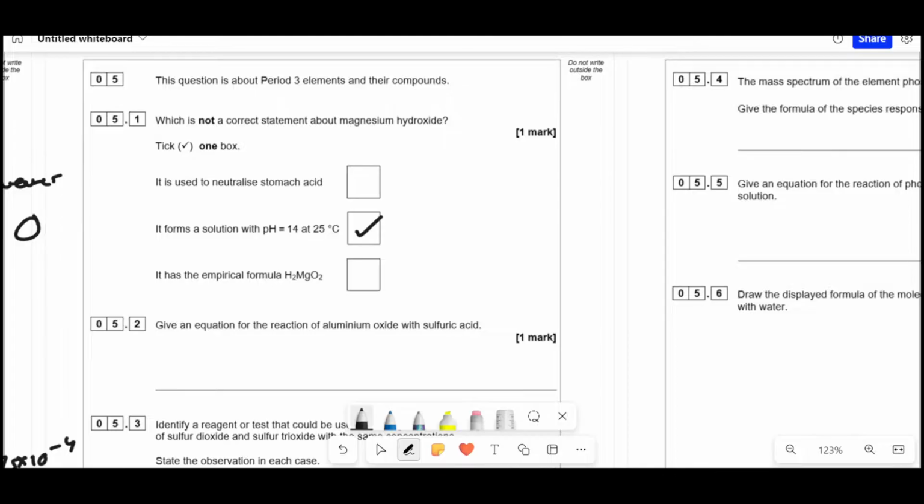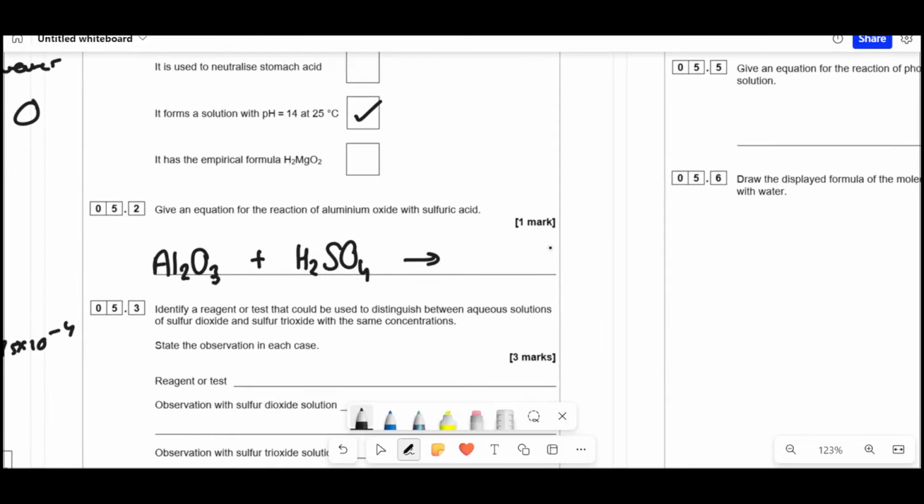So then it says, give a reaction with aluminium oxide and sulfuric acid. So just start off by writing what you know. So you're going to start with Al2O3. You're adding H2SO4. So what are we going to make? Well, we're going to make an aluminium salt, Al2(SO4)3. And we're going to make H2O, salt plus water.